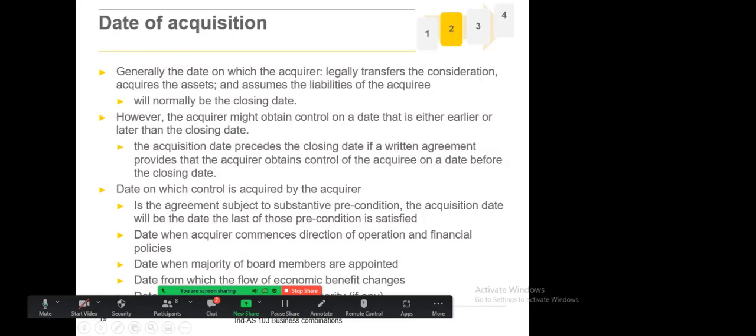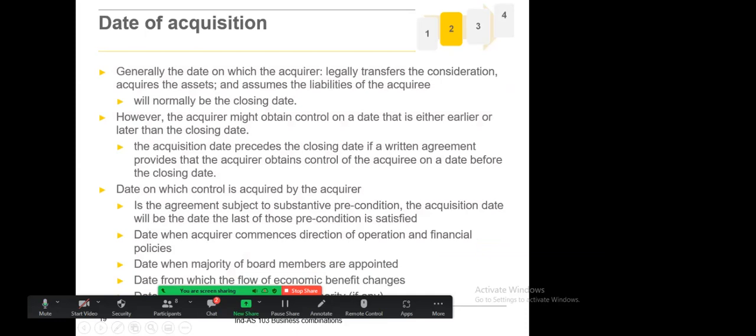Now coming on to the acquisition date. So acquisition date is basically the date on which it is effective. That means the date of filing of the court order sanctioning the scheme. So the date from which your court order has sanctioned the acquisition, that date will be considered as your acquisition date. Generally, the date on which the acquirer legally transfers the consideration, acquires the asset and assumes the liability of the acquiree will normally be the closing date.